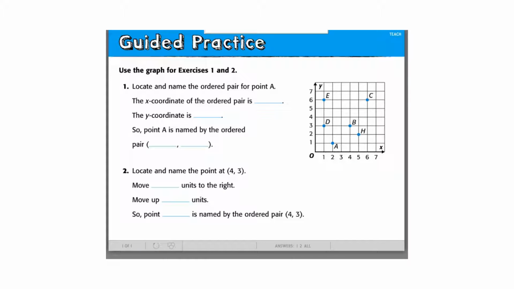All right, look at guided practice. You can work on guided practice, and then you can get started on the graphing on the rest of the set. Okay?